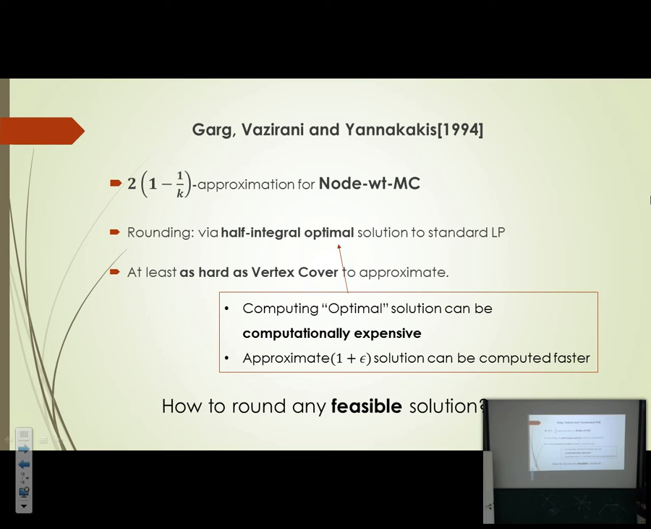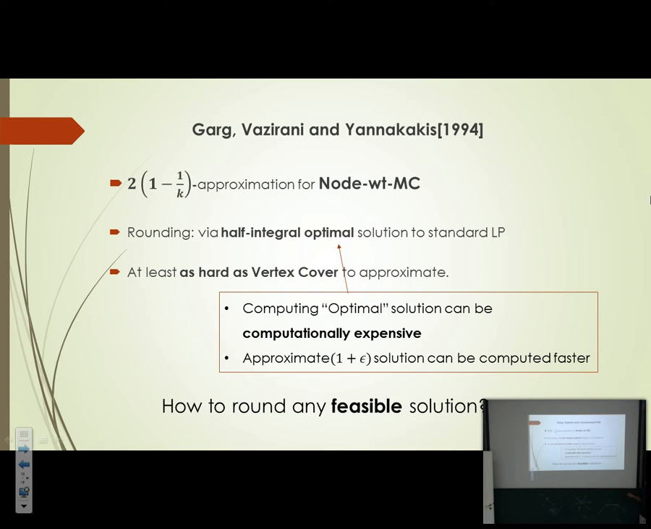Oh, okay. For node weight. All right. With ratio of 2 versus 2 times 1 plus epsilon. Oh, okay. All right, it's already known. I was not aware of this. Okay.